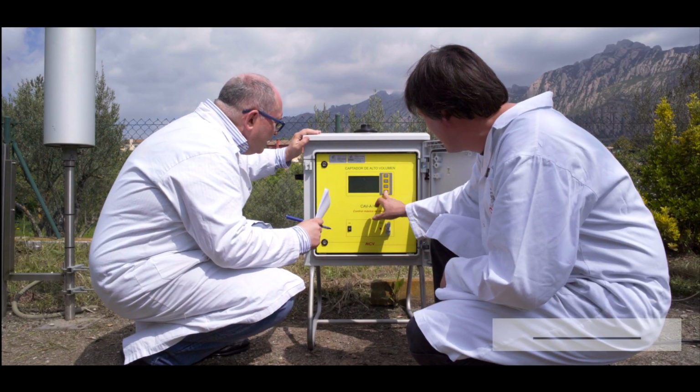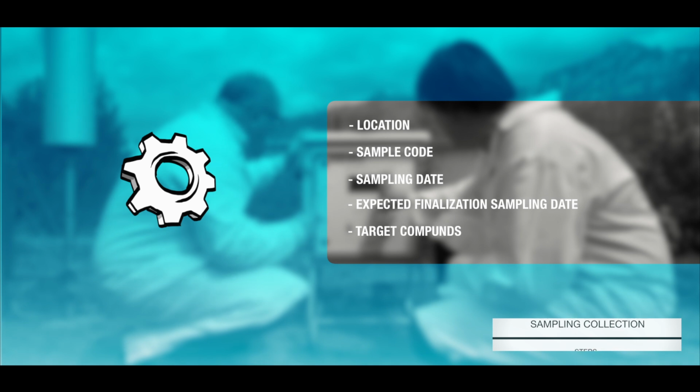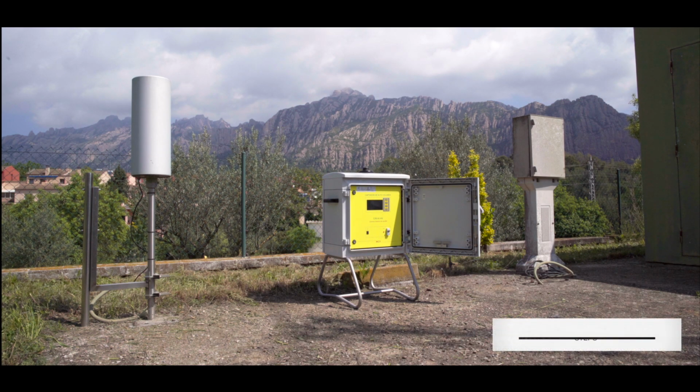Before starting the sampling collection, some aspects should be considered for a proper sample identification: location, sample identification code, date and time of sampling start, expected date and time of sampling completion, and target compounds. For sample codification, a coding process that consists of a set of letters and numbers is used. This system unequivocally defines, for each sample, the country where sampling is undertaken, target compounds to be determined in each sample, and sampling date.